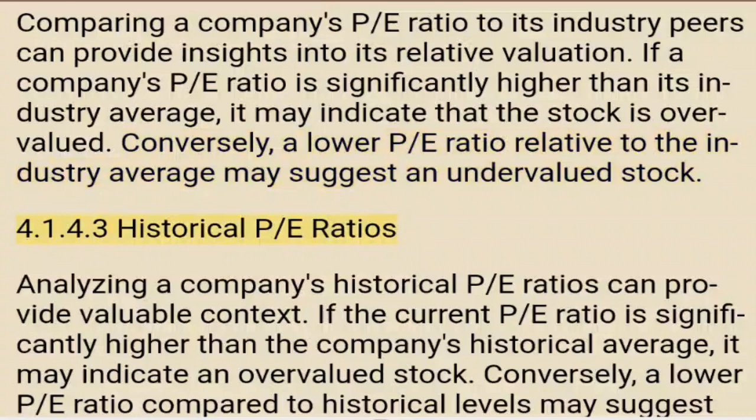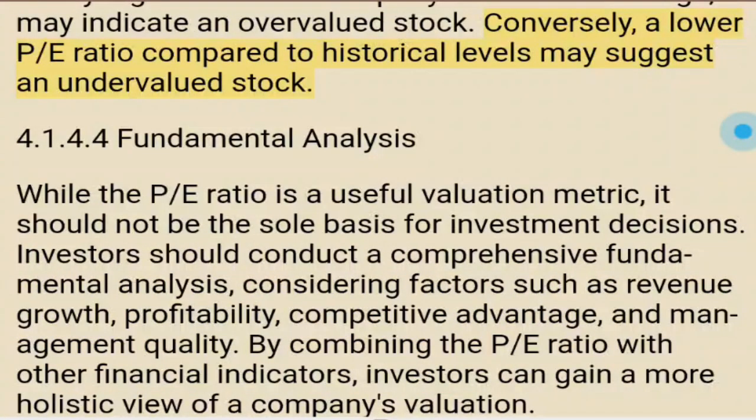4.1.4.3 Historical P/E ratios. Analyzing a company's historical P/E ratios can provide valuable context. If the current P/E ratio is significantly higher than the company's historical average, it may indicate an overvalued stock. Conversely, a lower P/E ratio compared to historical levels may suggest an undervalued stock. 4.1.4.4 Fundamental analysis.